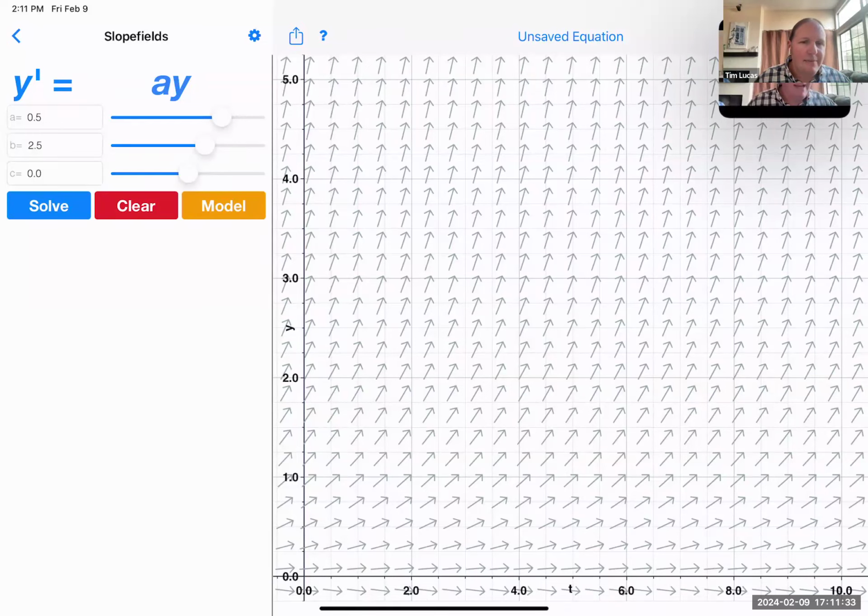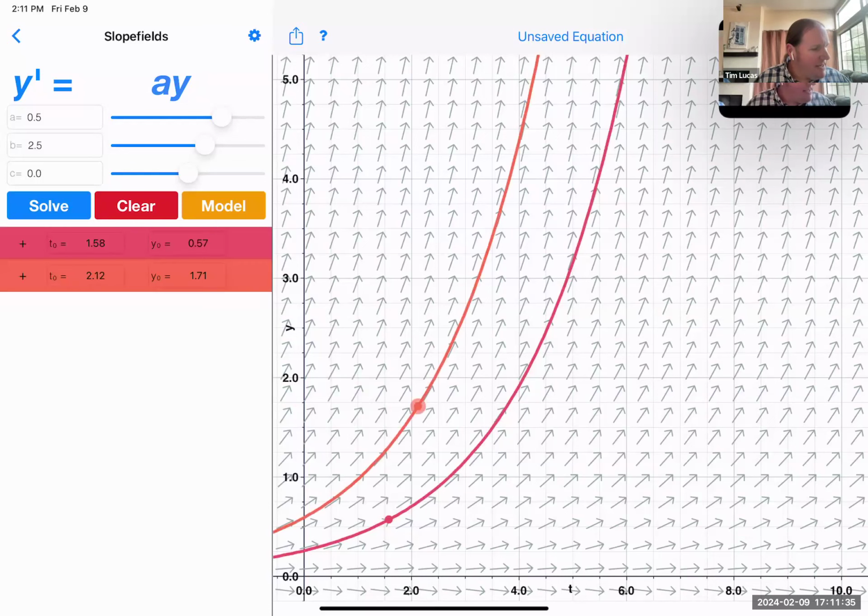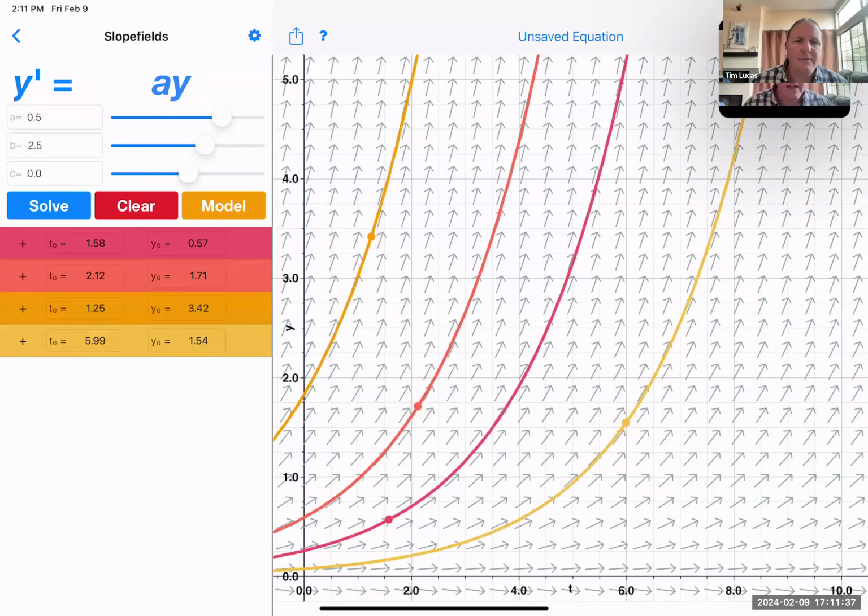So they'll be able to just tap anywhere in the slope field, and that'll add solution curves. They start to see relationships that the solution curves seem to follow those slopes. You can see that the slopes end up being tangent to those solution curves. And that just gives them a basic understanding of slope fields when they start.